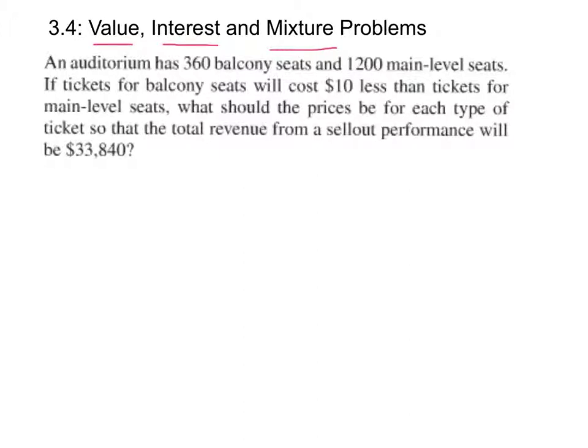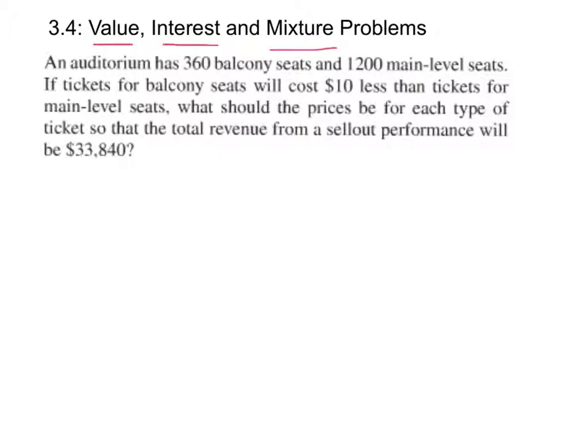An auditorium has 360 balcony seats and 1,200 main level seats. Tickets for the balcony seats cost $10 less than tickets for the main level seats. What should the prices be for each type of ticket so that the total revenue from a sellout performance will be $33,840? Now, the unknowns in this problem are the prices of the two different kinds of tickets.